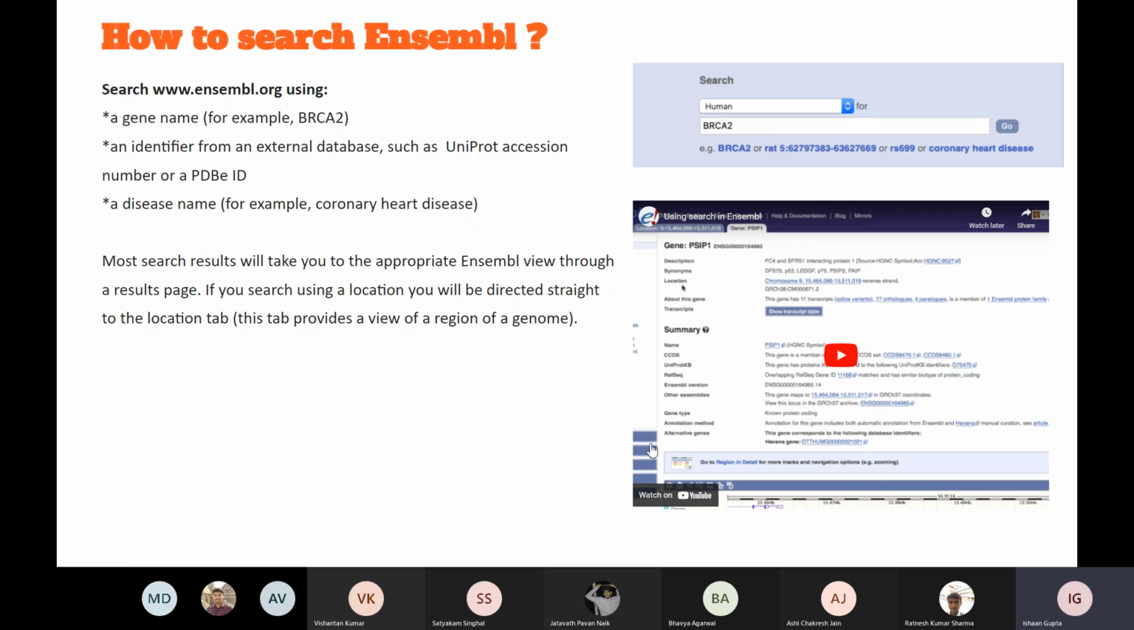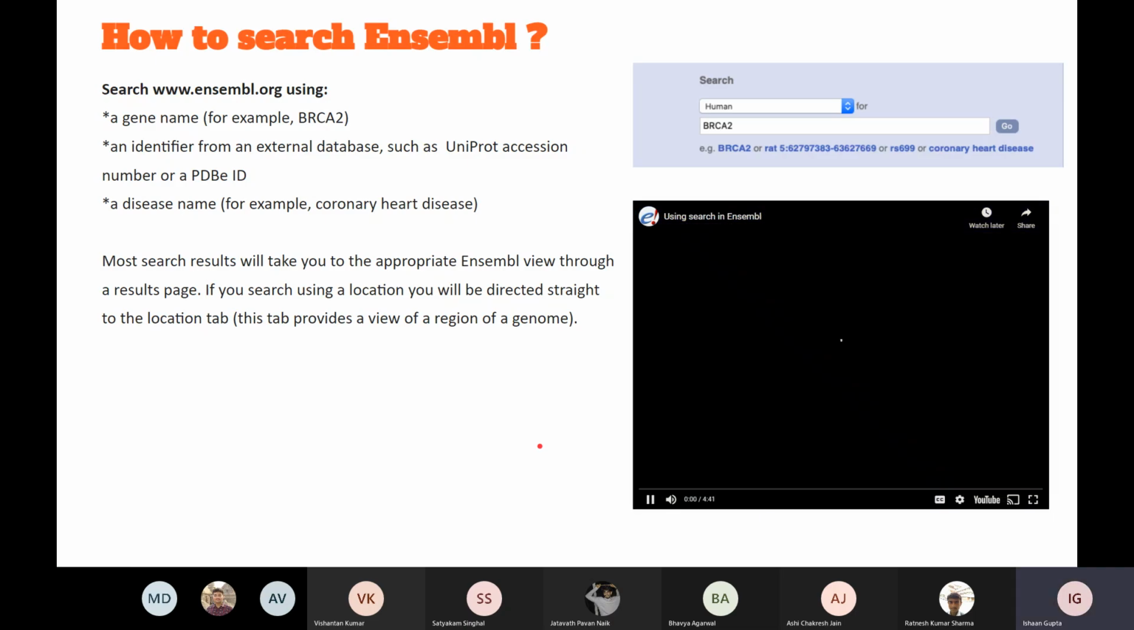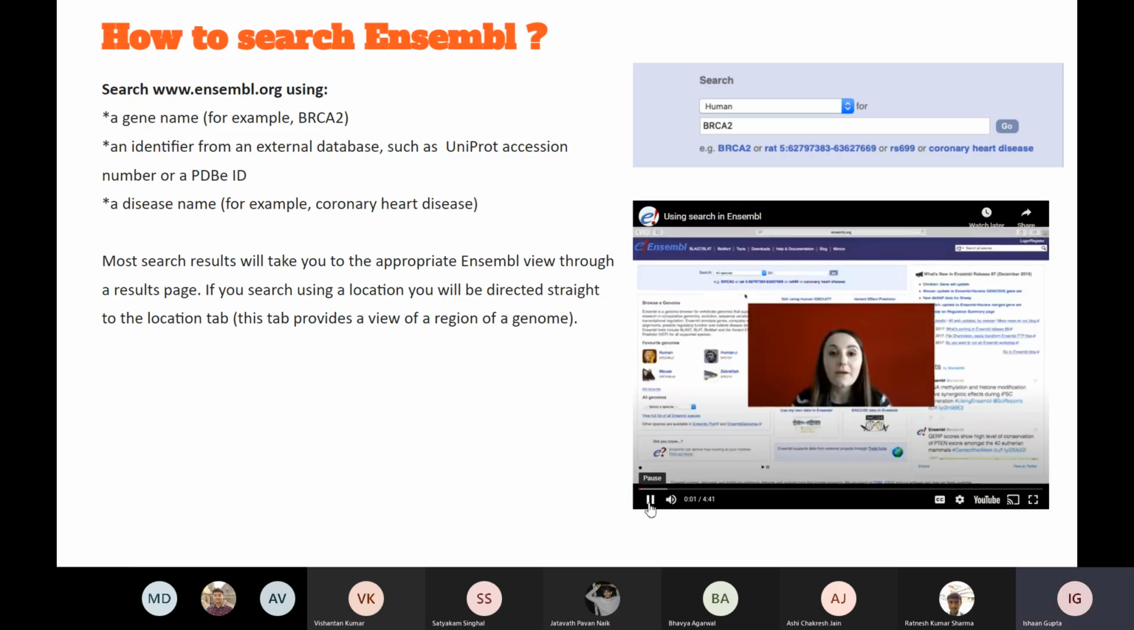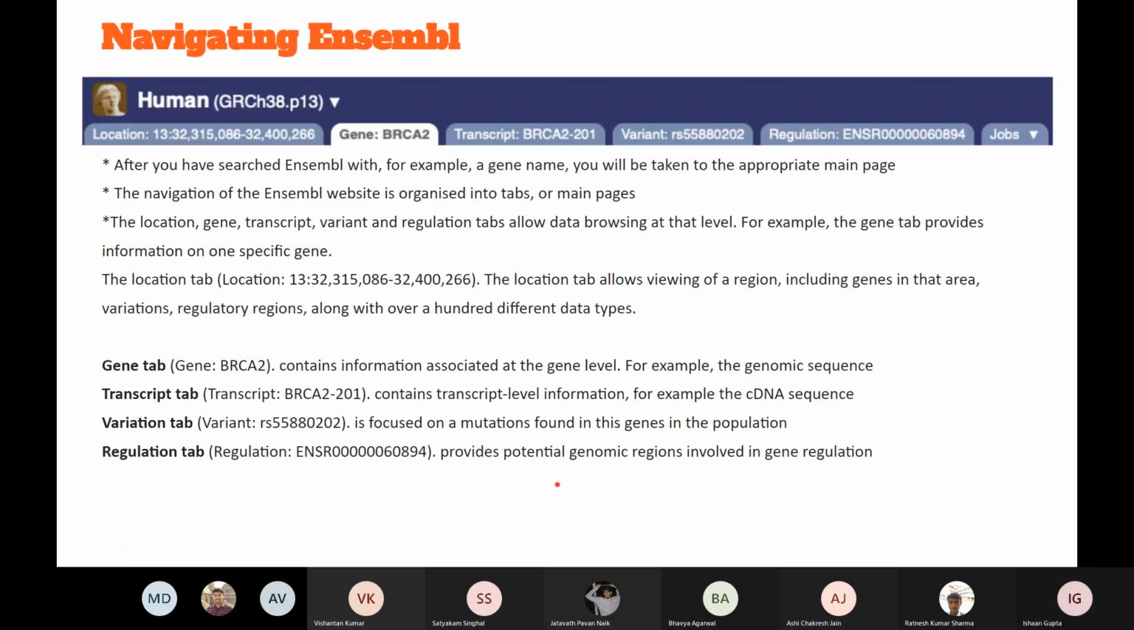Again, there is a video of how to search things in Ensembl. I again expect you to please go work on this video. This is a homework problem again, and learn how to work with Ensembl. I would expect you to know how this works. There'll be some questions waiting for you for this. Again, this is a quite short video. I'm not going to play it.